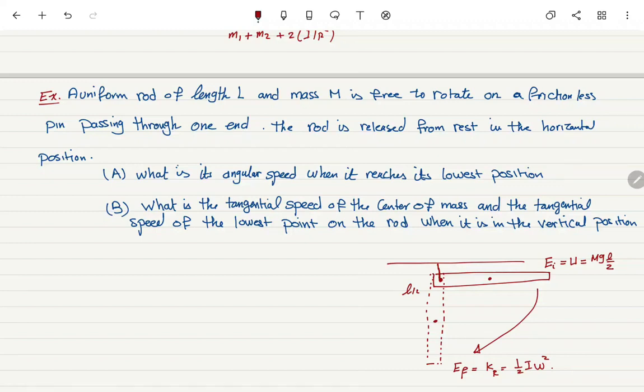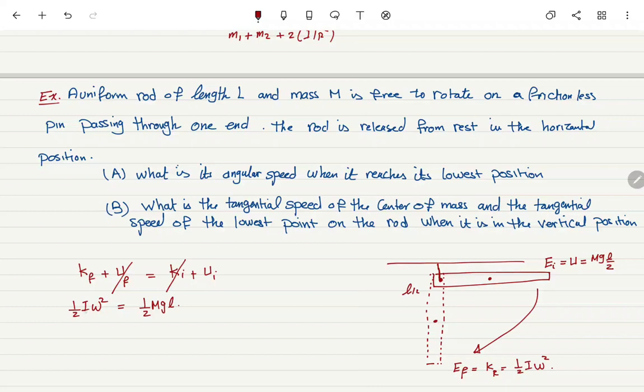Now from the conservation of mechanical energy, K final plus U final equals K initial plus U initial. Now there is no initial kinetic energy, and no final potential energy. In this case, half I omega square equals half mgL.